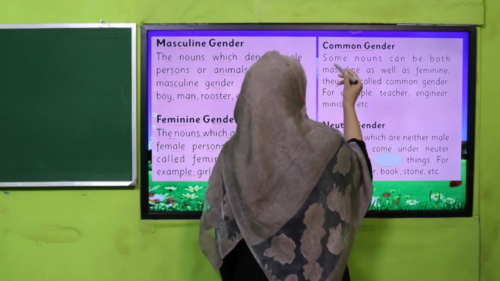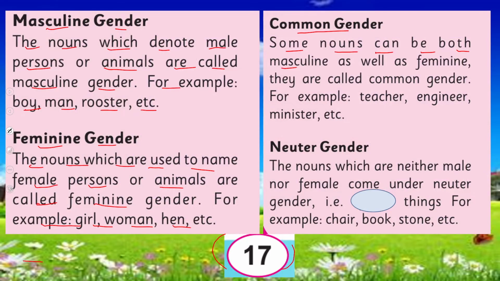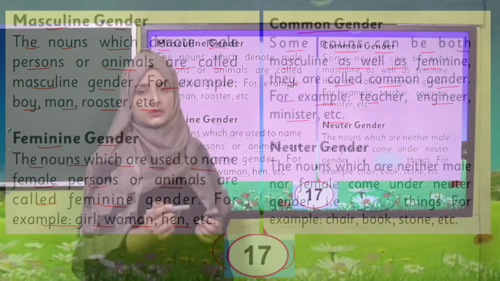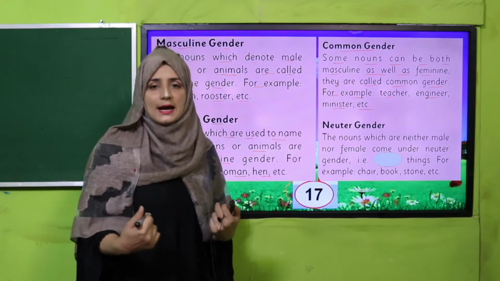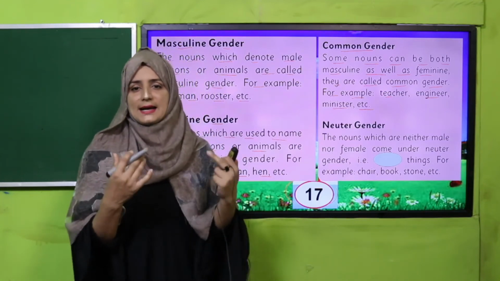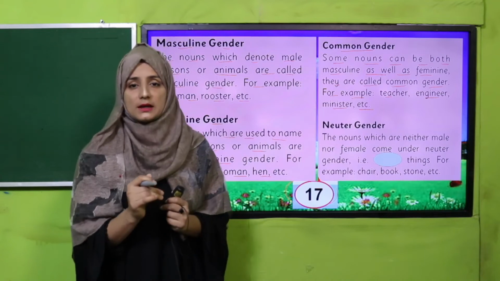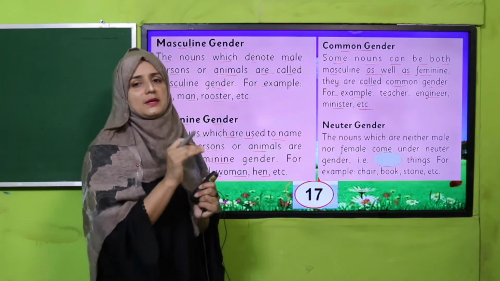Yes, common gender. Some nouns can be both masculine and feminine. They are called common gender. For example, teacher, engineer, minister, etc. So your teacher is also included in common gender. Okay, I could also be included, but because it is clear that I am a female, I will be included in feminine gender.